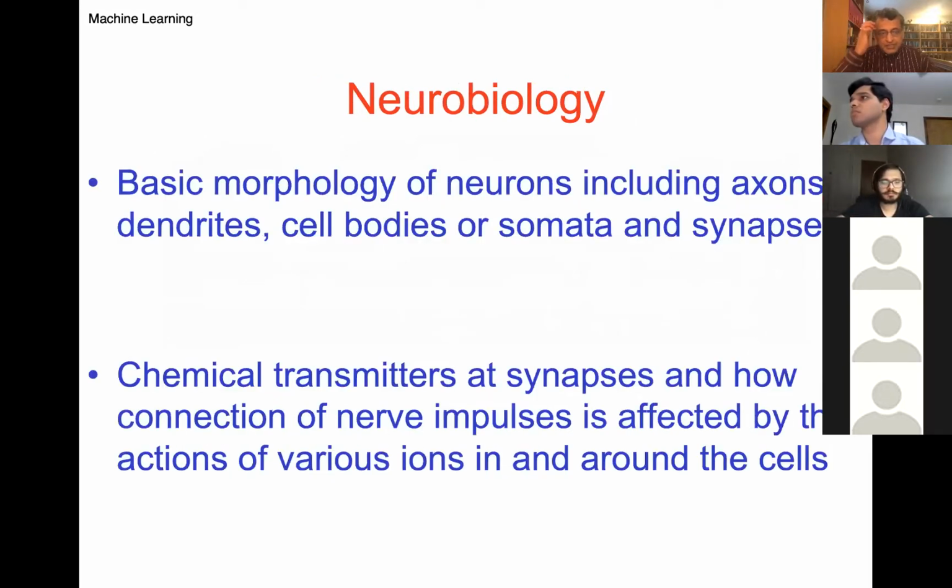So neurobiology again, basic morphology, these connections and so on of neurons, including axons, dendrites, cell bodies or somata, and synapses. So that's what neurobiology is about. And chemical transmitters at synapses, where things touch, and how the connection of nerve impulses is affected by the actions of various ions in and around the cells. See, they refer to it as wetware sometimes. This is all about solutions and liquids and so on. And these are ions around the cells.